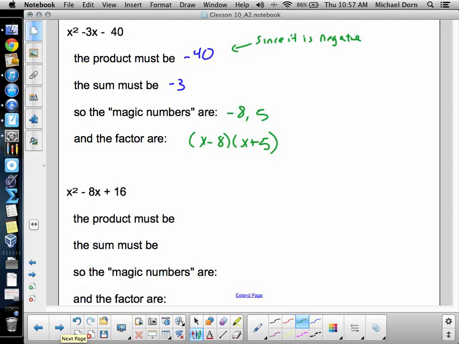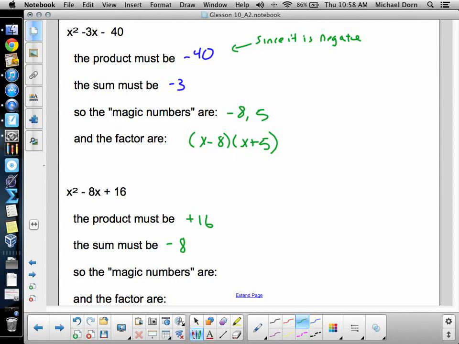How about here? X squared minus 8x plus 16. Product has to be positive 16. The sum must be negative 8. Now again, this is telling me something. And I know you've probably got the numbers already. But since the product is positive, the two numbers must have the same sign, but they might not both be positive numbers. In fact, since the sum is negative, that's telling me that both numbers have to be negative numbers, right? So as I'm looking, it gives me clues as to where to look.